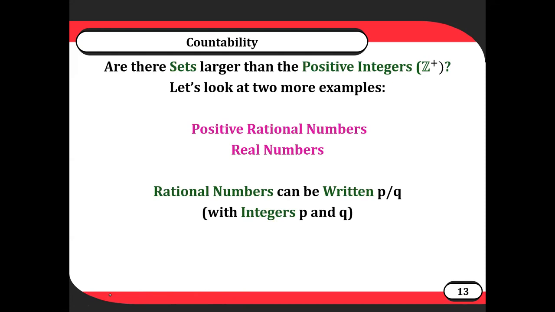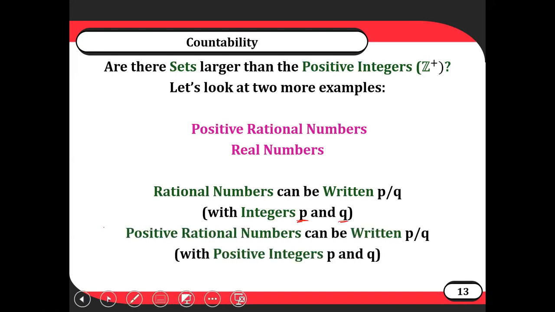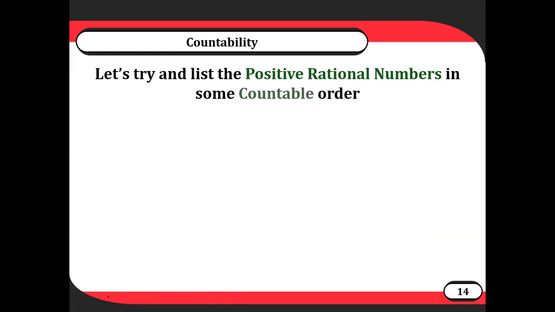A rational number is any number that can be written as a fraction using two integers, p and q. Positive rational numbers can be written as p over q, where p and q are both positive. And one byproduct of being able to write a rational number that way is that the number of decimal places is finite. We'll see why that matters in a little bit. So let's try and list the positive rational numbers in some countable order. I said before, you can informally list them, and if you can list them in such a way that it forms this bijective function, then it's a countable set.